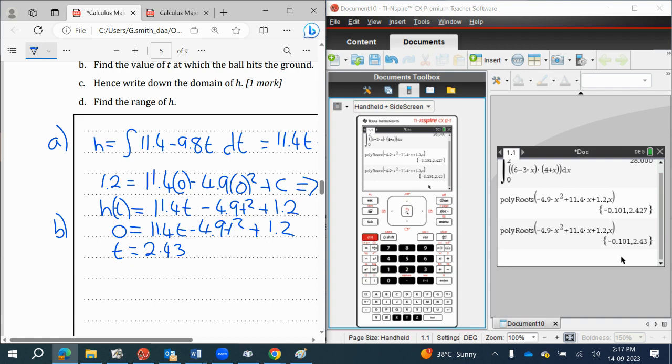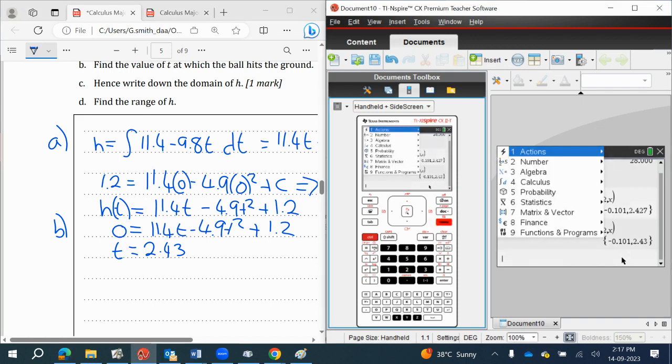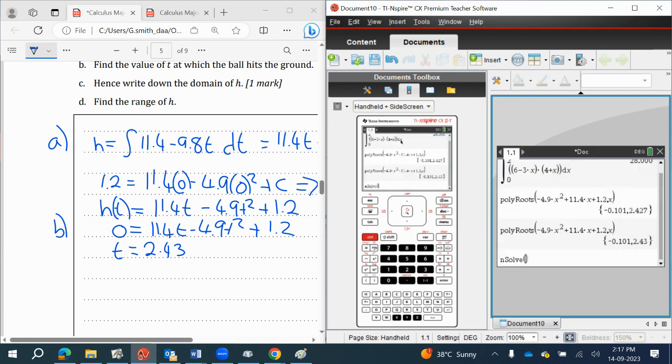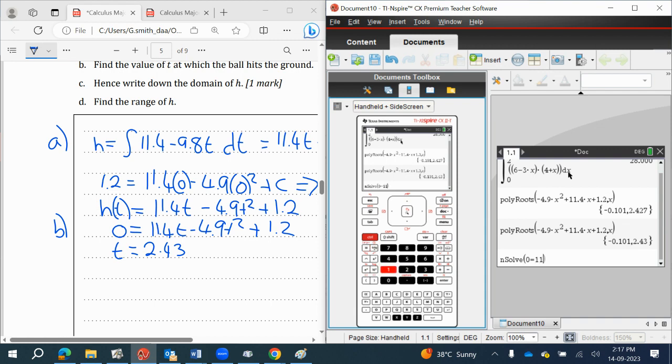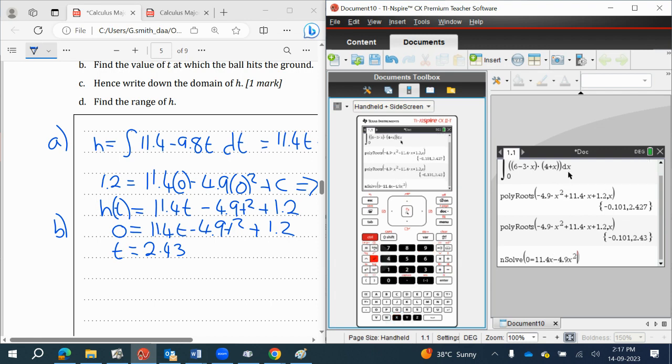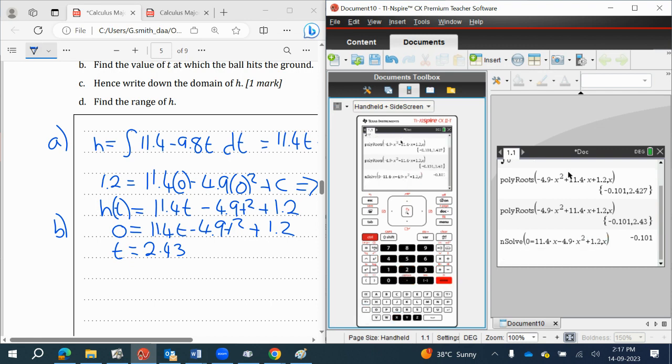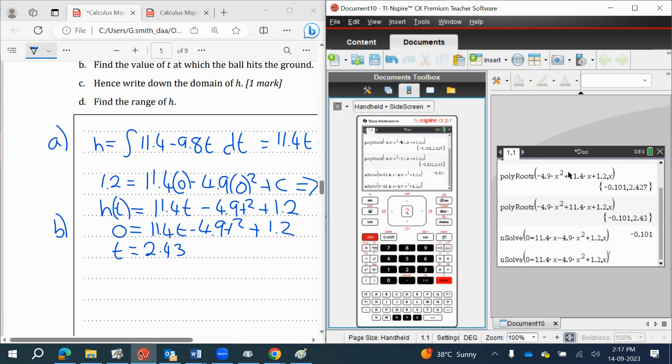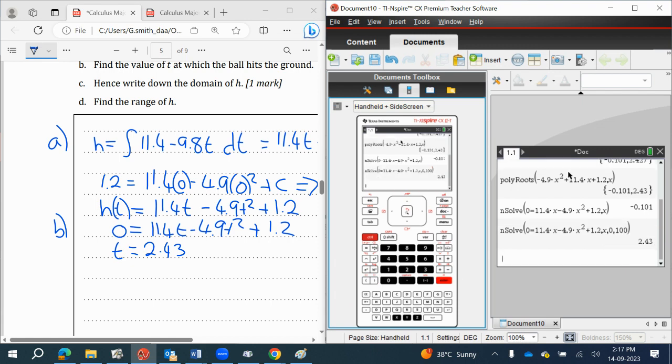But let me just digress for a second and say we were going to use NSolve, which is our go-to thing for everything. And we type in 0 is equal to 11.4x minus 4.9x squared plus 1.2, comma x. It's going to give us one answer. It's the wrong answer. So you press up on your calculator twice and you press enter, it drops it down. Move inside the bracket, we can say comma, 0, comma. I'm going to give it a second bound. Let's say it's somewhere between 0 and 100, and it gives us the next one.